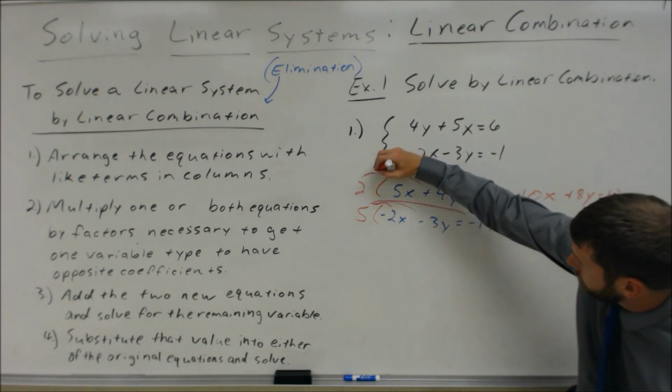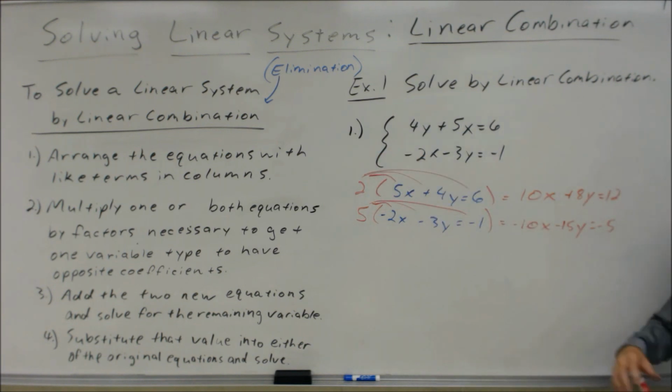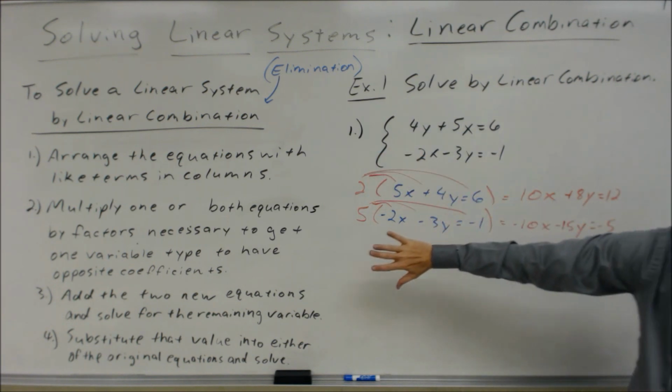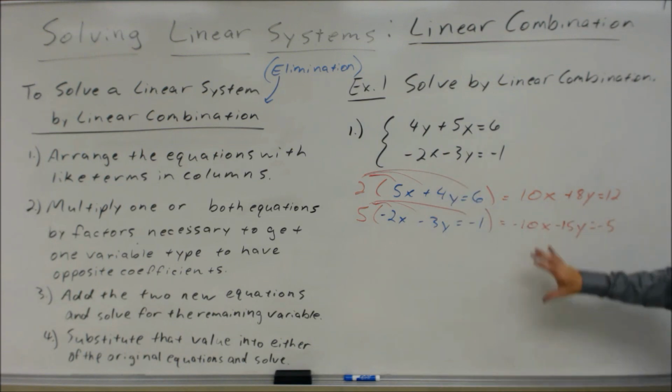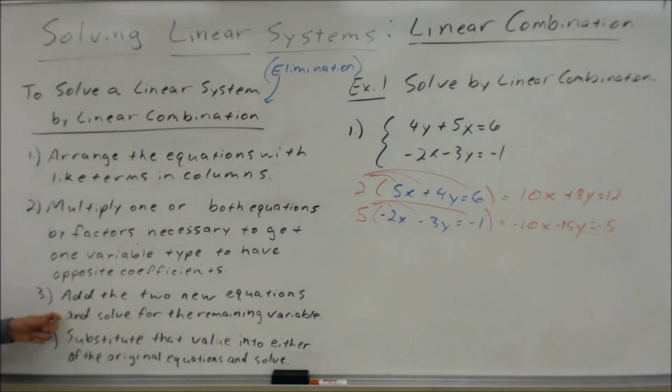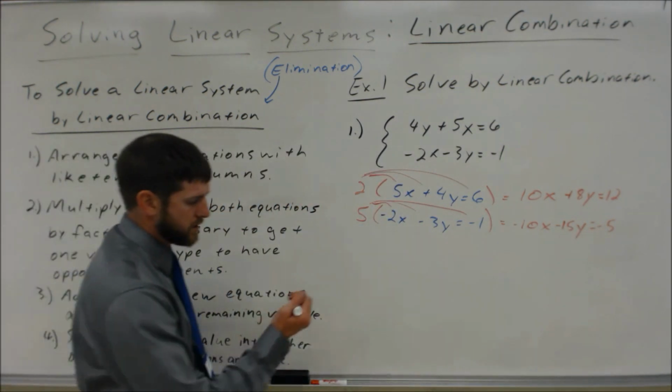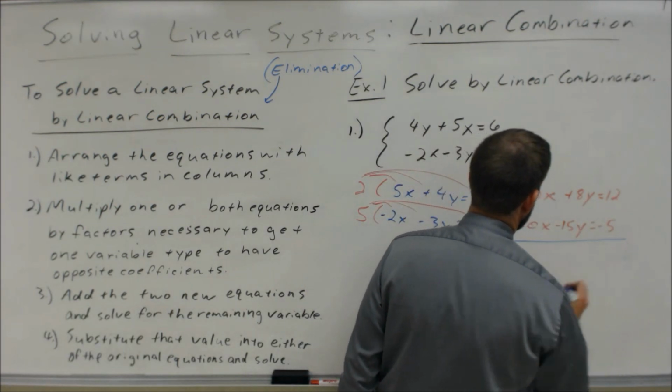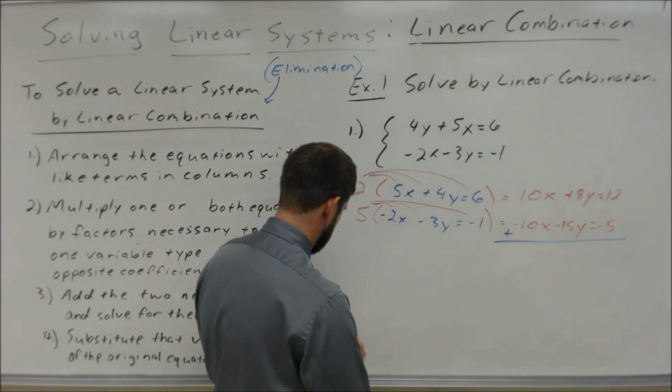We already did it to the first one, but I'll draw it just to remind you. So every term. Now we've taken care of step two: multiply by something to get one variable with opposite coefficients. From there, we go to step three. Add them together. And it's as easy as it sounds. We're just adding these two equations together.